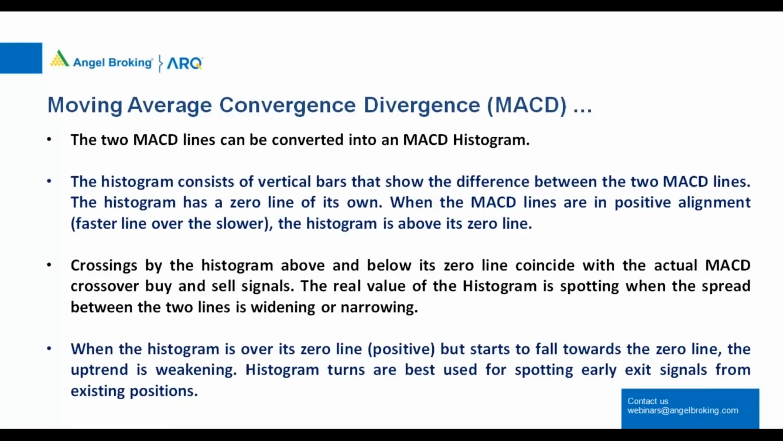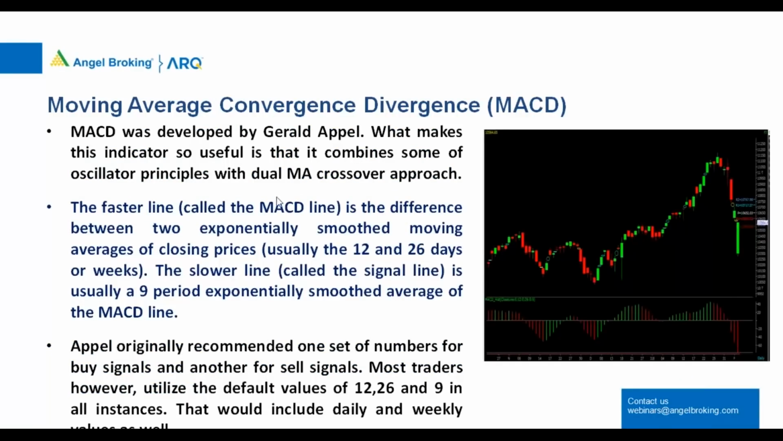So the MACD line is a faster line that is again smoothed, making it a 9-period exponential average of the MACD line. So that becomes a signal line. Gerald Appel originally recommended one set of numbers for buy signals and another for sell signals. However, most traders utilize the default values of 12, 26, and 9 in all instances. That would include daily and weekly as well. It would also include monthly, hourly, 15 minutes, 10 minutes, whatever.